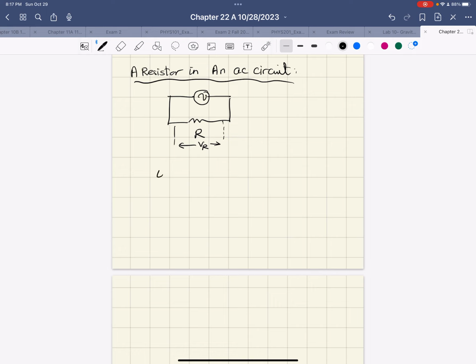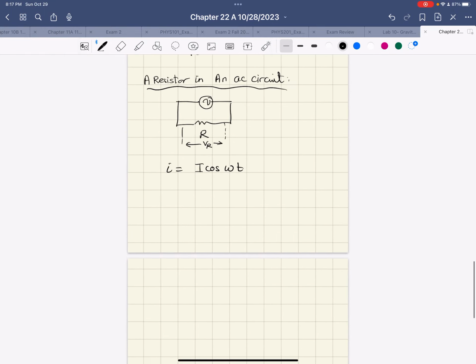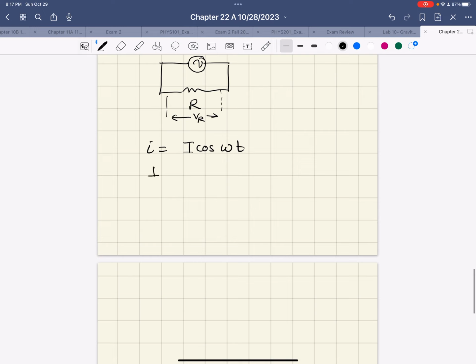Now, if I assume the current to be I cosine omega t, where I is the current amplitude, which means the maximum. Then for VR, the potential difference at any moment, is going to be V cosine omega t.